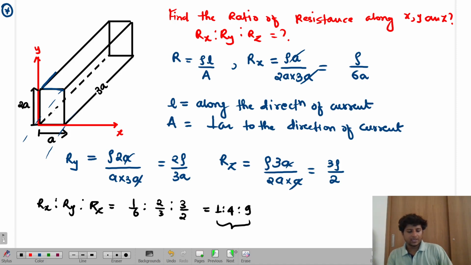Okay, let us take some more questions on this resistance and then we'll try to understand how the resistance depends on temperature. Okay, can I move ahead?